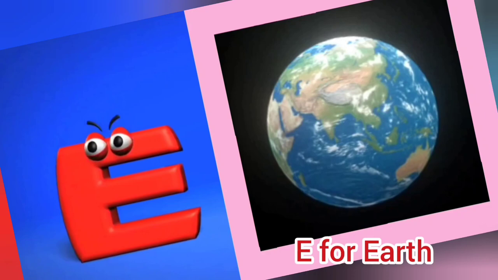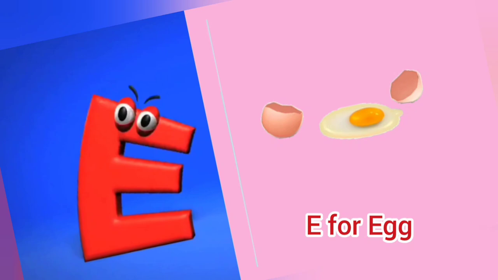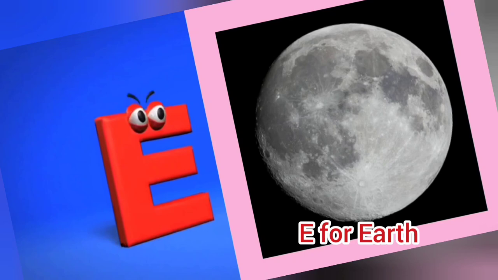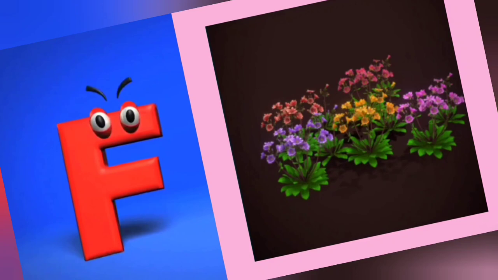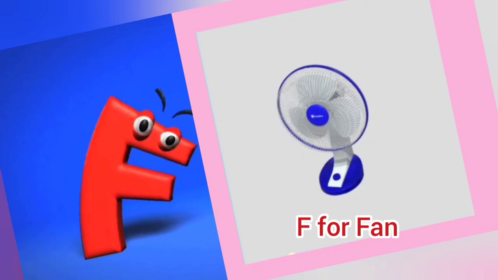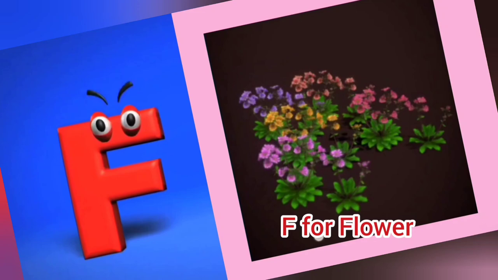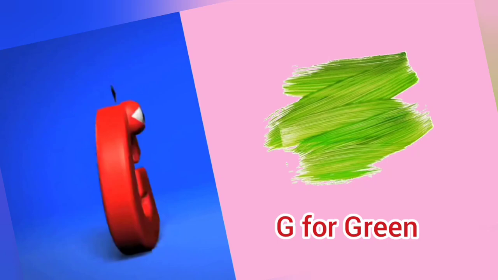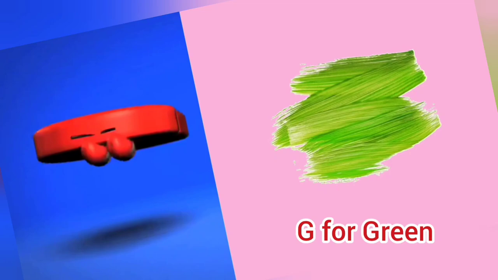E is for eggs, eggs. E is for earth, earth. F is for fan, fan. F is for flower, flower. G is for green, green. G is for grass, grass.